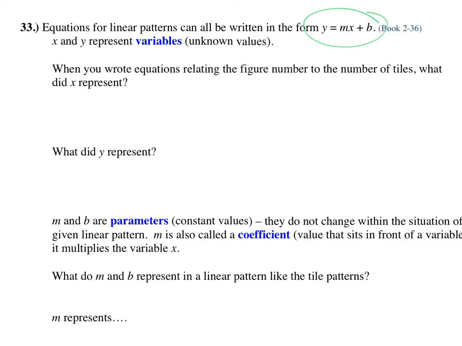X and y represent variables, or these unknown values. When you wrote equations relating the figure number to number of tiles, what did x represent? If you remember back in those problems, x was the figure number, and the y was the number of tiles.